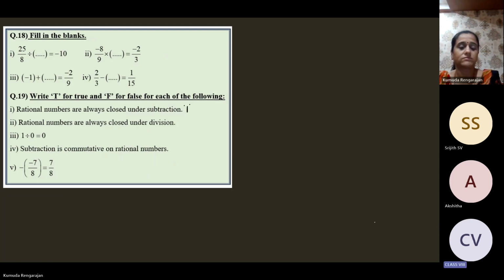Ma'am, last one is true. Minus into minus plus, so 7 by 8. Correct. Because minus into minus plus, so plus 7 by 8. True.